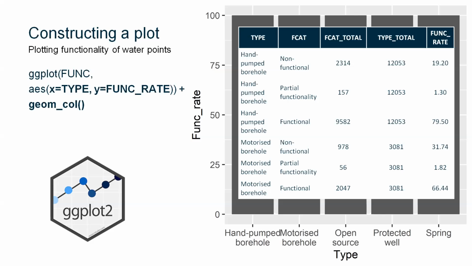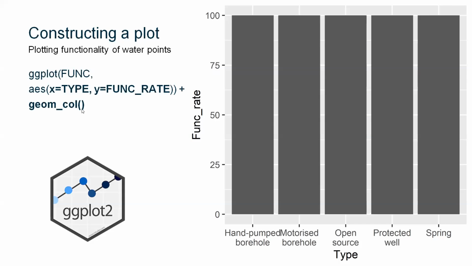So this is the table that we created using dplyr. And what we want to do is plot the type versus the functionality rate as a bar plot. So to do that, we call ggplot2. We then assign type and functionality rate, and we say we want to create a column plot. Basically, that's what this bit of code says. And this is what we get.